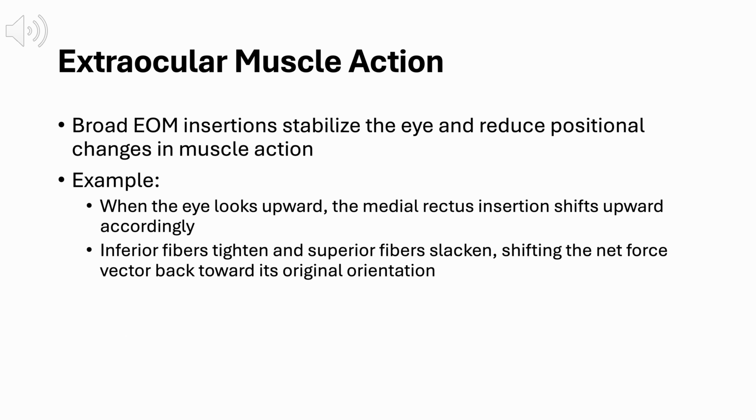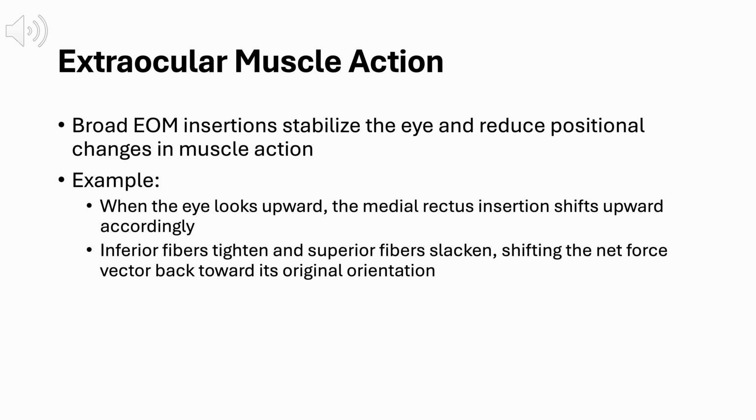This slide explains why extraocular muscle actions stay relatively consistent across different gaze positions. Extraocular muscles have broad insertions on the globe, and that broad attachment helps stabilize the eye. Because of this, the action of a muscle doesn't change dramatically as the eye moves into different positions of gaze. A useful example is the medial rectus during upgaze.